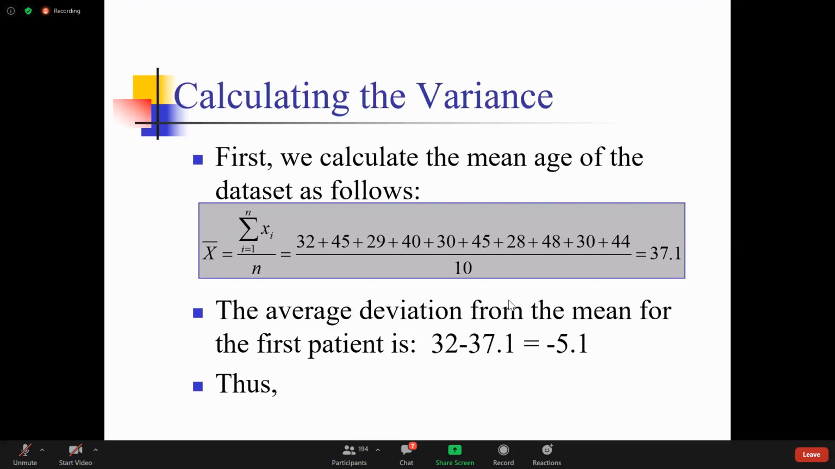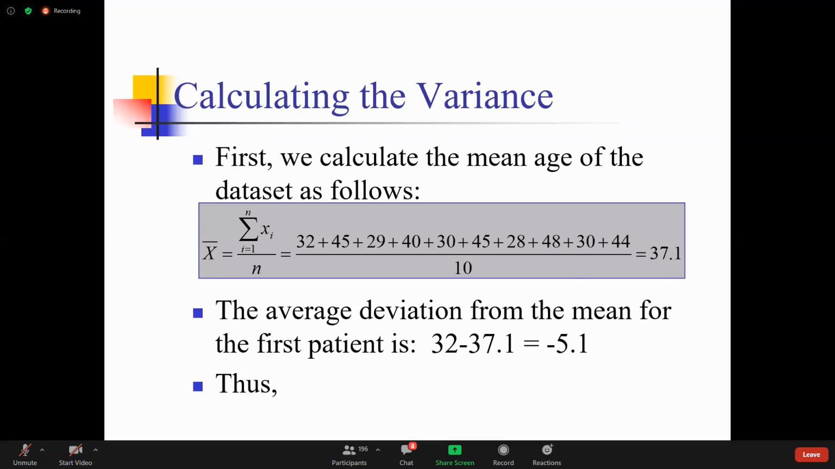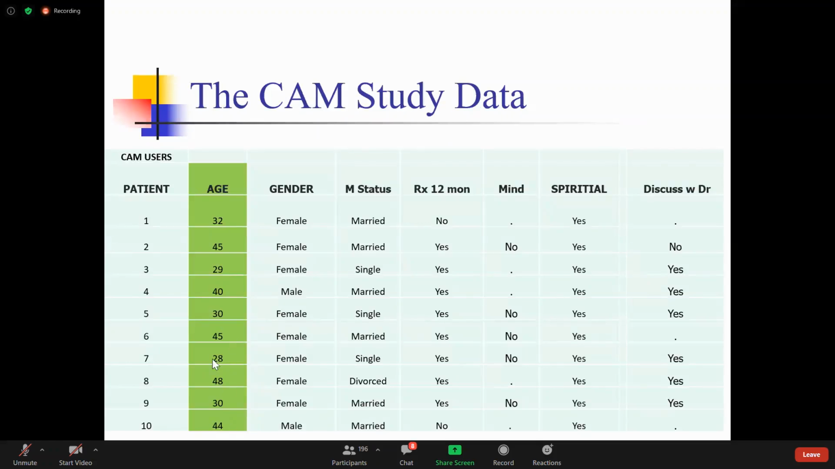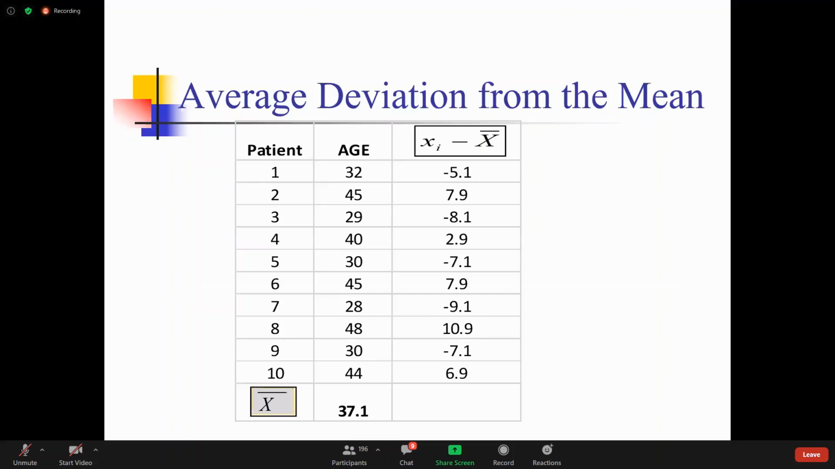Okay. So now I know from this data that the average of this data is 37.1. Now, can I measure the variability in the data? How do I do it? Well, one way, as we talked about, we calculate the difference between each point and the average. So that's what we're doing here.